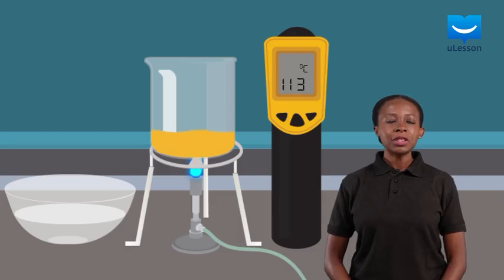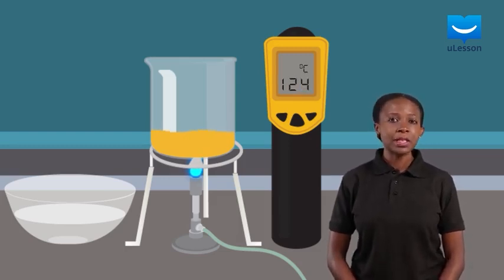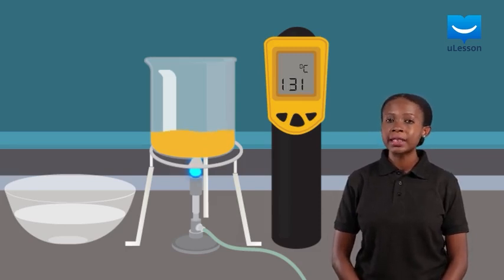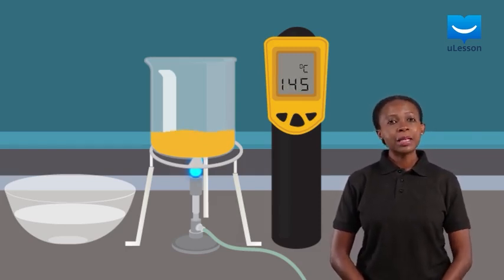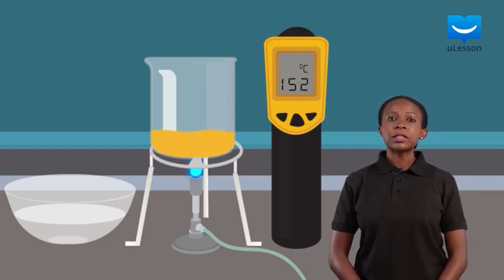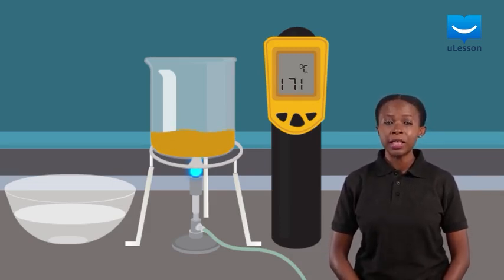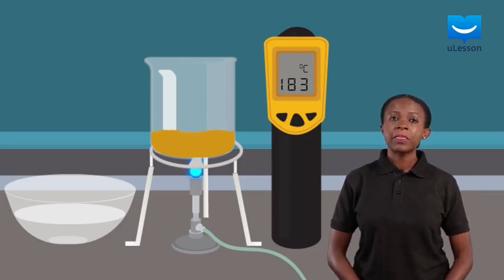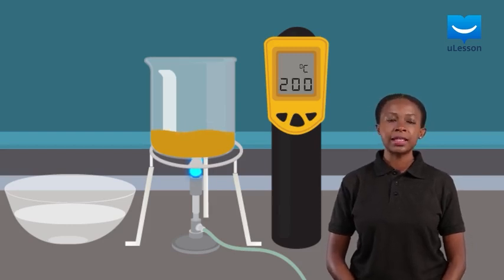However, something interesting and unusual starts to happen when the heating continues and the temperature rises to between 160 degrees Celsius and 200 degrees Celsius. As the temperature rises, the color of molten sulfur gets darker at 160 degrees Celsius. The viscosity of molten sulfur also increases at this temperature. In fact, as heating continues, the viscosity continues to increase until the maximum viscosity is attained at 200 degrees Celsius.